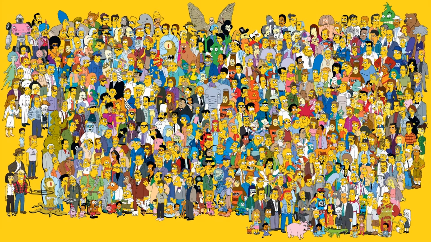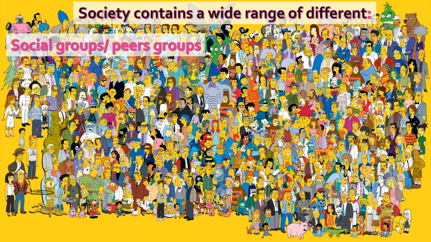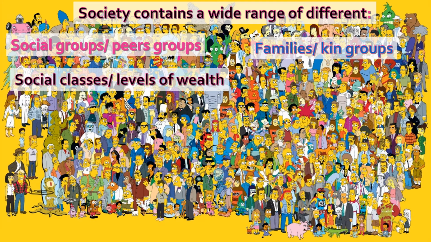When I try to explain sociology, the best way I like to do this is by thinking about The Simpsons and using The Simpsons to do this. If you think about The Simpsons and Springfield as a society, or as an example of society, it contains a big mixture of different people, as you can see. And within all these different people, you've got different social groups, different peer groups. You've got different kin and family groups. You've got different social classes, so working class, middle class, upper class. You've got rich and poor and levels of wealth difference.